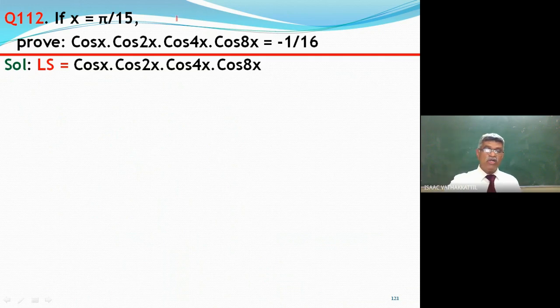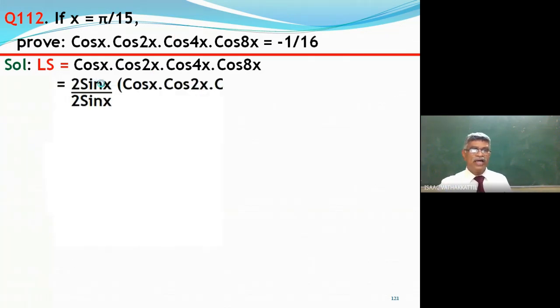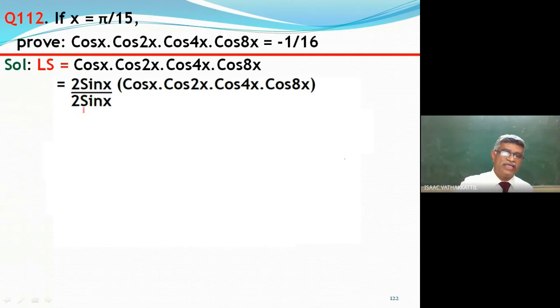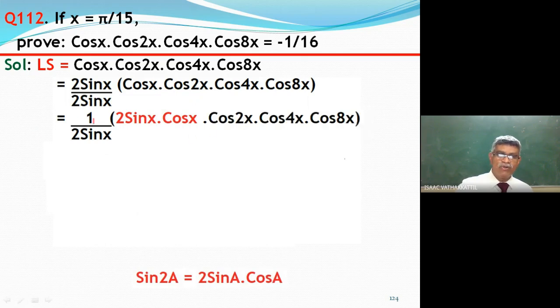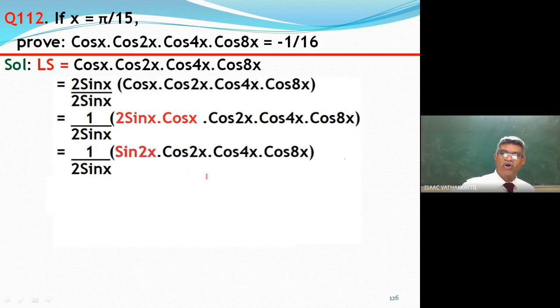What I do is repeatedly apply 2 sin theta cos theta is sin 2 theta. We don't have sin x, so I multiply and divide by 2 sin x so that I get the numerator. Of course, 1 upon 2 sin x will be left in the denominator. 2 sin x cos x into cos 2x into cos 4x into cos 8x. Now 2 sin x cos x I rewrite as sin 2x. So this is sin 2x into cos 2x into cos 4x into cos 8x. Again, you see you have a sin A cos A, but you don't have 2.